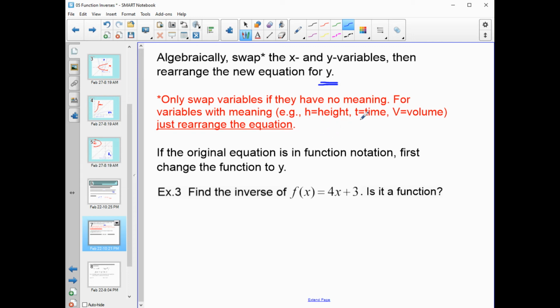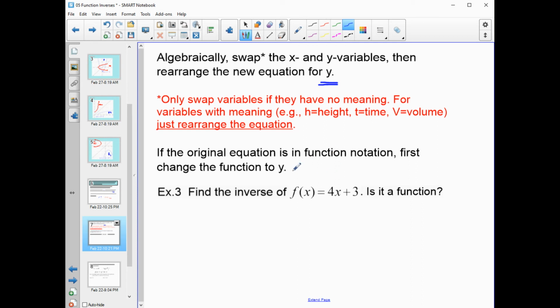H for height, T for time, V for volume. Under those circumstances, do not swap the variables. You're just going to rearrange the equation. Because those variable names have a specific meaning, and if you swap them, it doesn't make sense anymore. If t is time, then t always has to represent time in whatever relation you're working on.